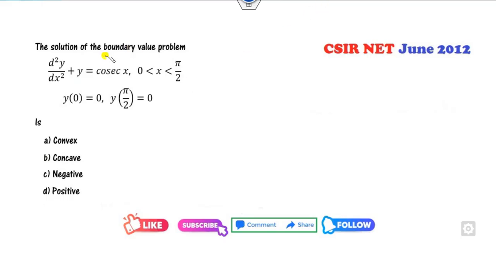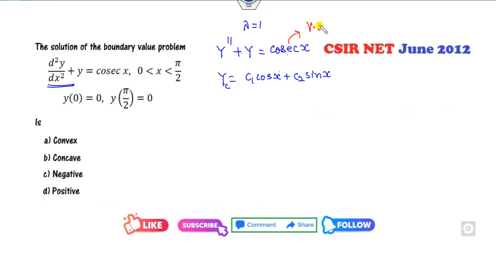Okay, look at this another one. Again a boundary value problem. y double dash plus y is cosecant x. Clearly, lambda is 1, so the solution will be sin x. Or otherwise, if you don't understand it, you can write the complementary solution as c1 cos x plus c2 sin x. How can you solve this part? I can use the variation of parameters method. So y particular is minus y1 times integral of y2 r over Wronskian, plus y2 times integral of y1 r over Wronskian.